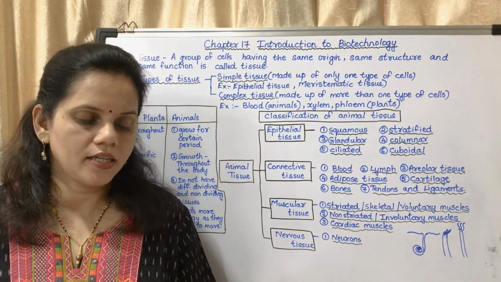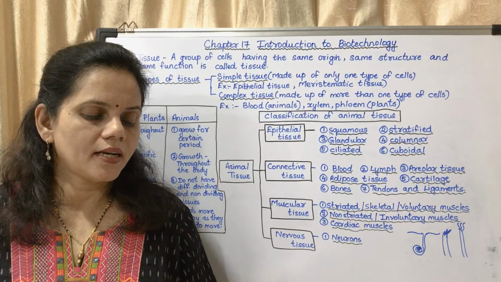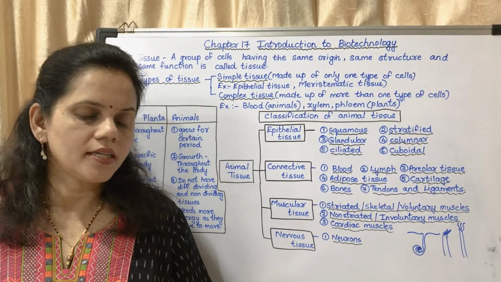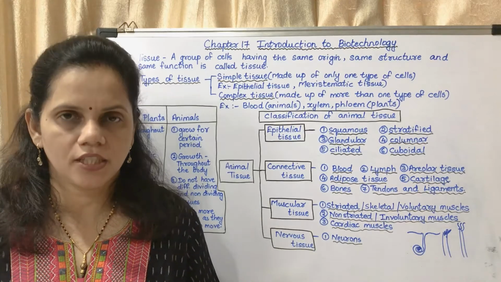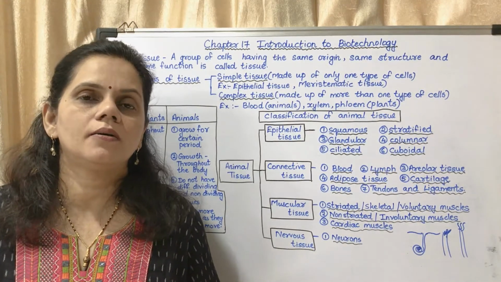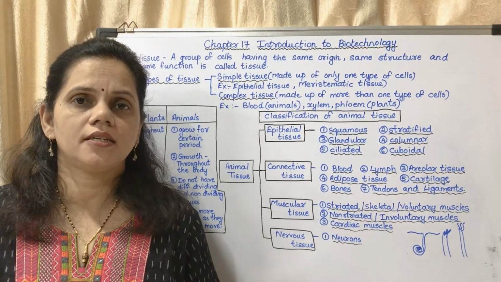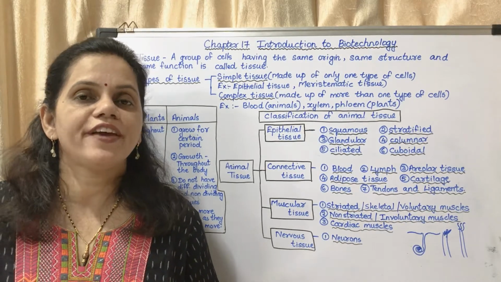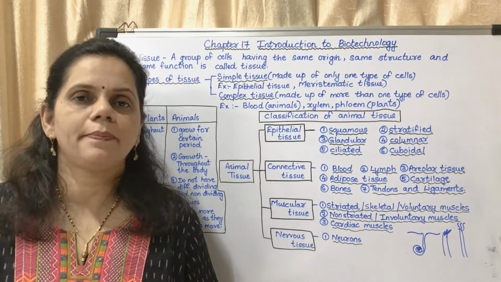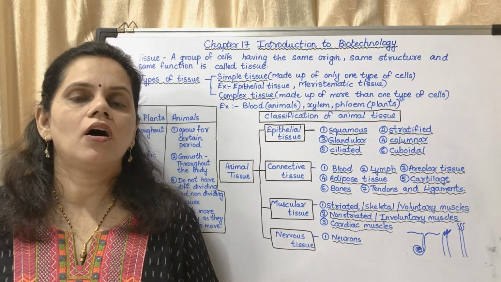Next is areolar tissue, found between the skin and muscles and around blood vessels. Areolar tissue is a packaging tissue. It is present anywhere in the body wherever the cells have vacant spaces, wherever you need packaging. You may see all the organs.